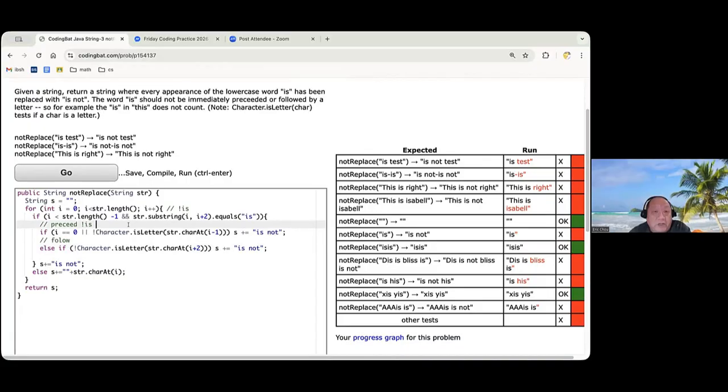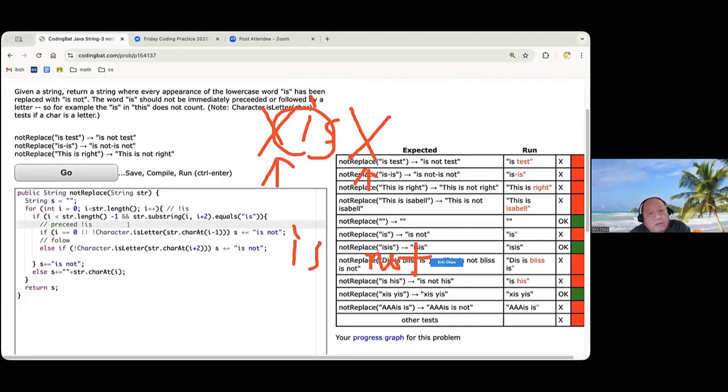In a way, you actually find out there is a is. You need to check the left side and check the right side, both not a letter. Then you replace this is by is not. Otherwise, you don't replace it. Oh okay, okay.